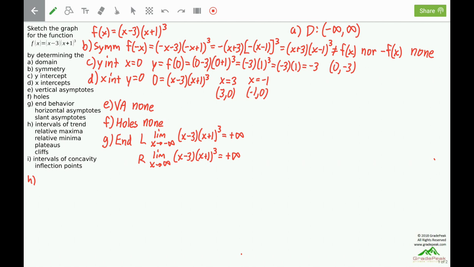For part H, we wanted to determine the intervals of trend, relative maxima, relative minima, plateaus, and cliffs. All of this involves the first derivative, f prime of x. Taking it right from f of x is a product of two polynomials, so f prime of x will require the product rule. It'll take a little bit of room to work out the derivative here, so we can work it out on another page.